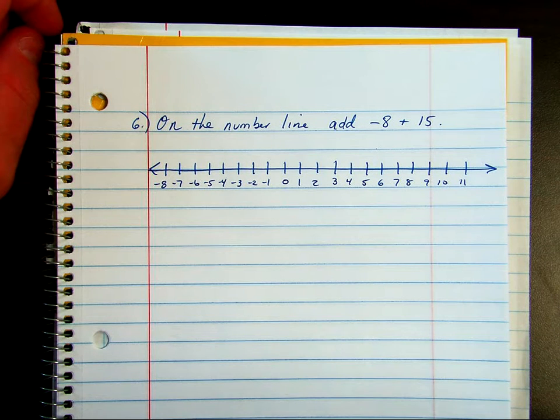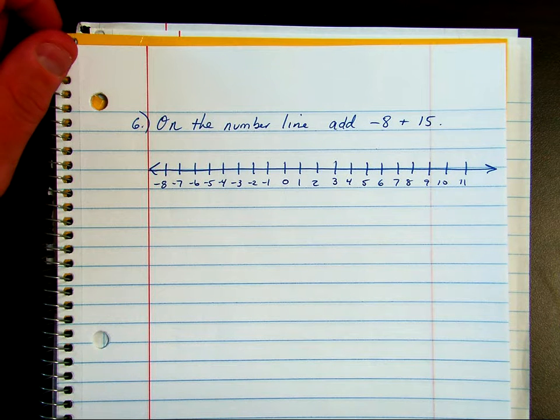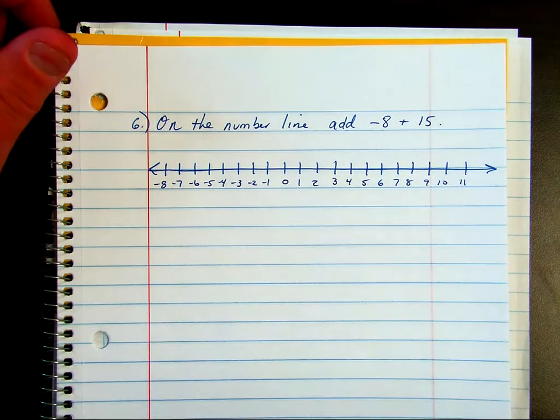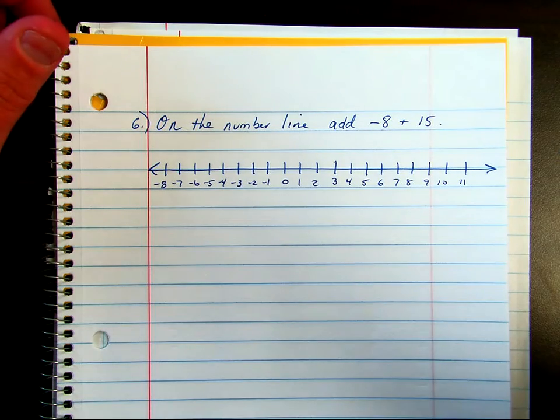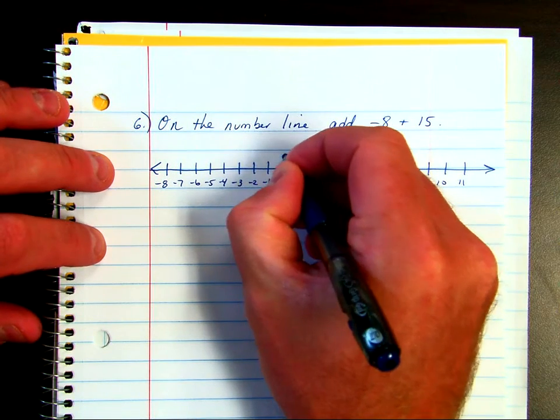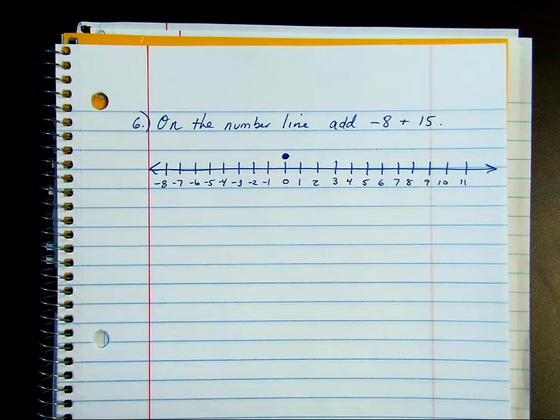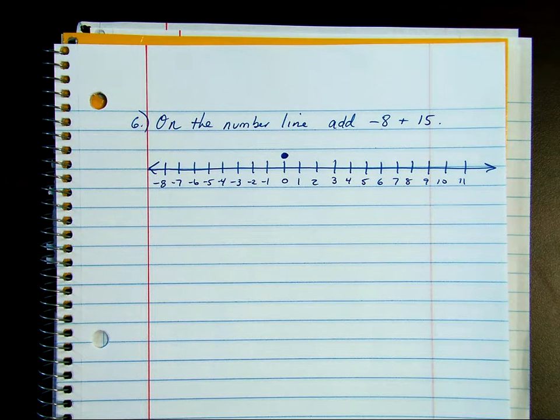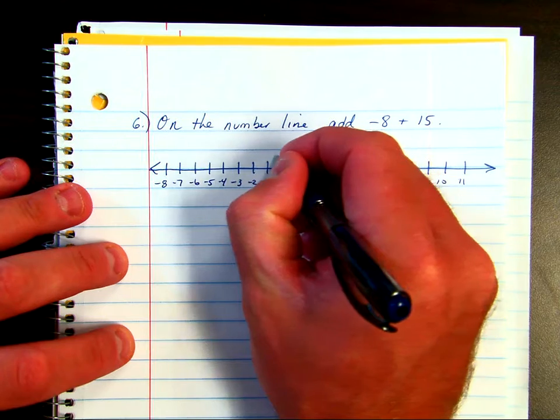On the number line, add -8 plus 15. And where do we always start on a number line? Any number line that you're ever given. Where do you always start? Where is our starting position? Corey? 0. So you have to start at 0. And now let's look at the first integer, -8. Am I going to go forward to 8 or am I going to go backward to 8? Emily? Robin? Backwards. And we went backwards because it's a negative.